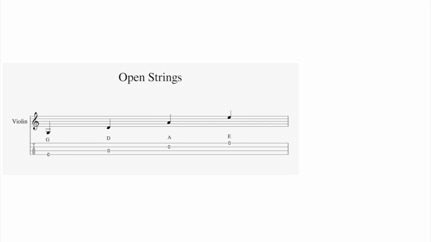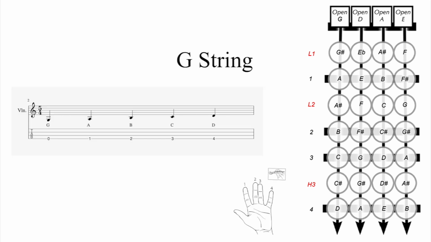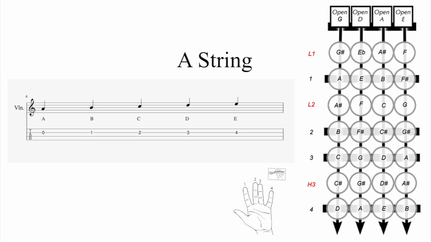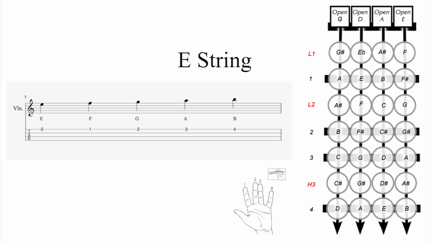So here's an illustration. Starting from the G string, the first finger will give an A, second will give you a B, third finger is a C, and the fourth finger is a D. On the D string, the first finger will be an E, and then second F, third is a G, fourth finger is an A. Open string A will give you a B for the first finger, C for the second finger, D for the third finger, and then E for your fourth finger. And the open string E, you can have the F, G on the second, A on the third, and B on your fourth finger.